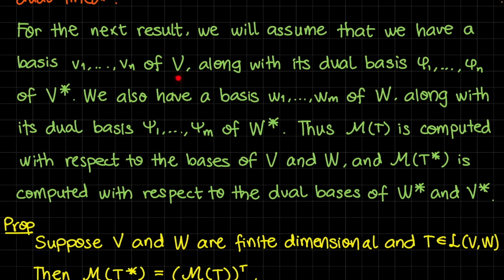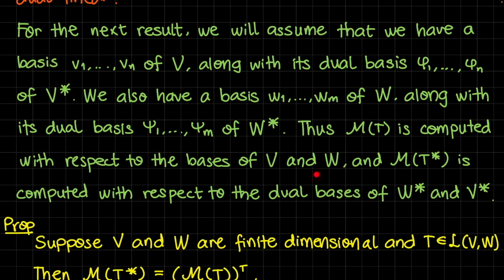Before we begin, just a note: for the next result we will assume that we have a basis v1 through vn of capital V along with its dual basis phi1 through phi n of V star. We also have a basis w1 through wm of capital W along with its dual basis psi1 through psi m of W star. Therefore, M of T, the matrix of T, is computed with respect to the bases of V and W. And the matrix of T star, the dual linear map, is computed with respect to the dual bases of W star and V star respectively. So the ordering is important.